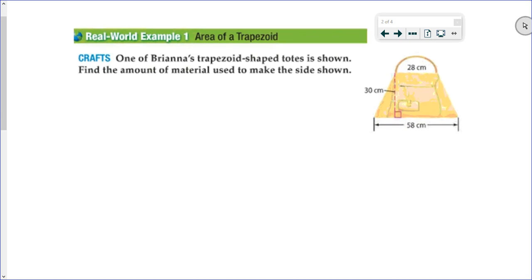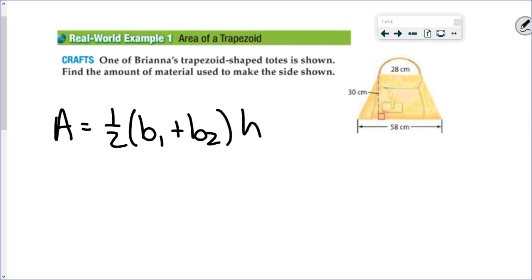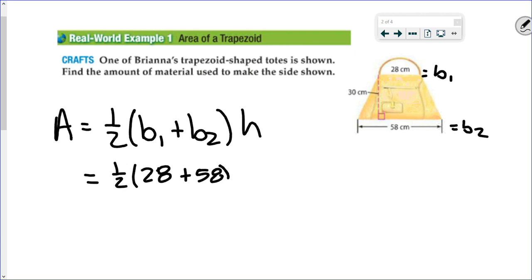So again, the formula: area equals 1/2 base 1 plus base 2. So add your bases together. Again, it doesn't matter which one you call b1 or b2, just plug them in. So 28 plus 58 times the height of 30. And you can plug all this into your calculator.